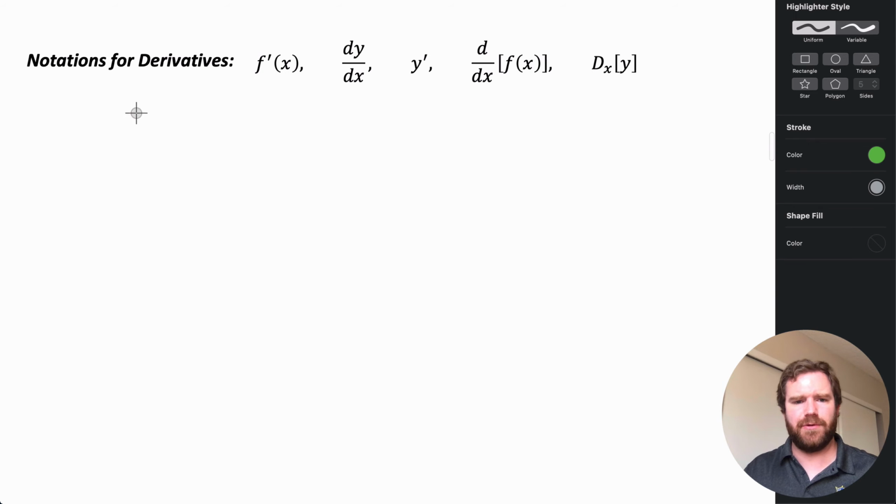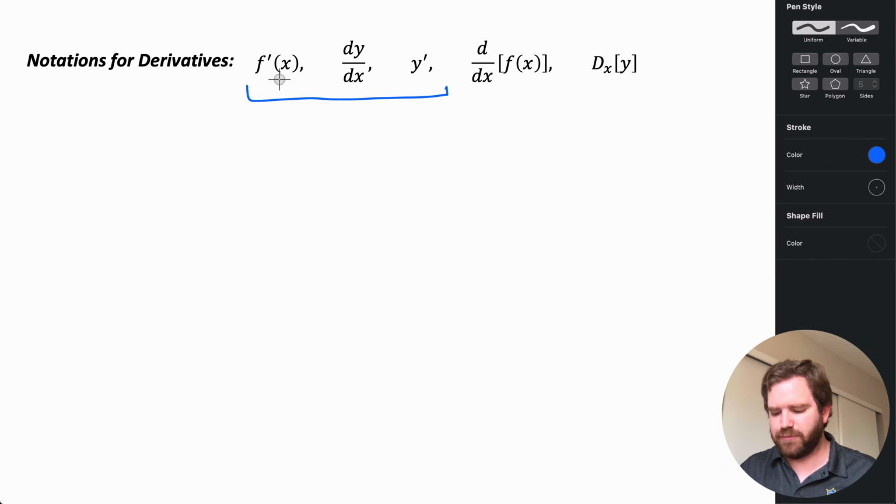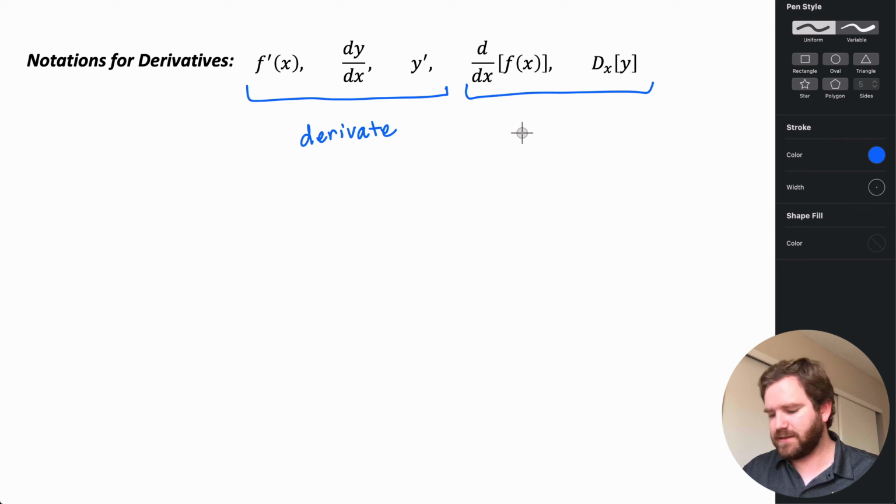Now, let's look at a couple of notations. There are some different notations that can be used when we're trying to differentiate, or when you're trying to take the derivative. These first three, f prime of x, dy dx, and y prime, actually denote the derivative itself. The next two here are talking about the process of differentiation.